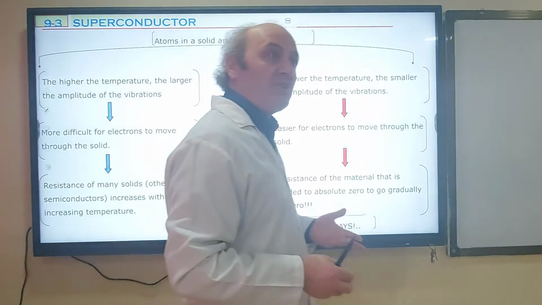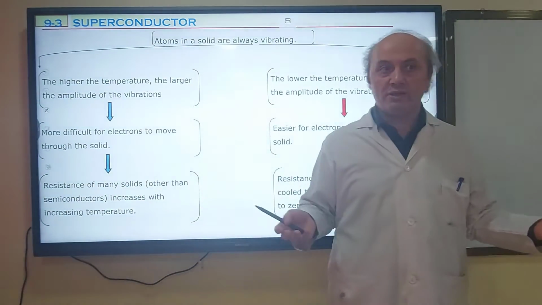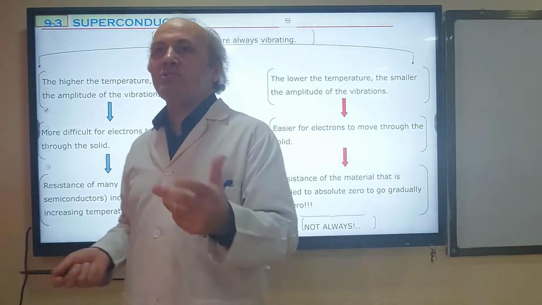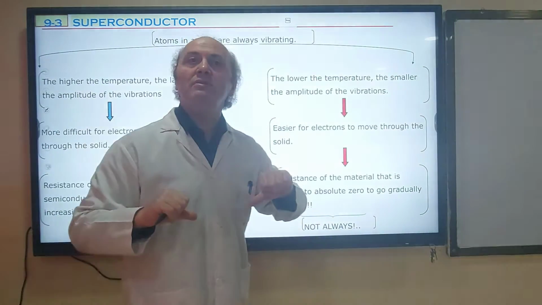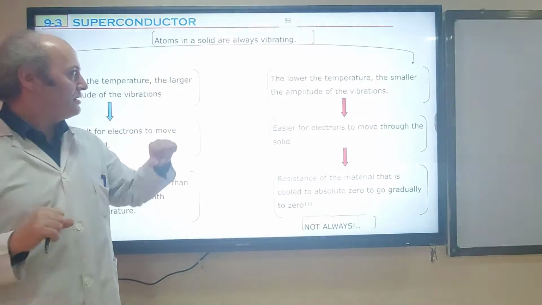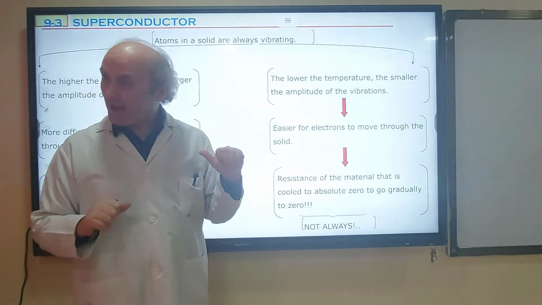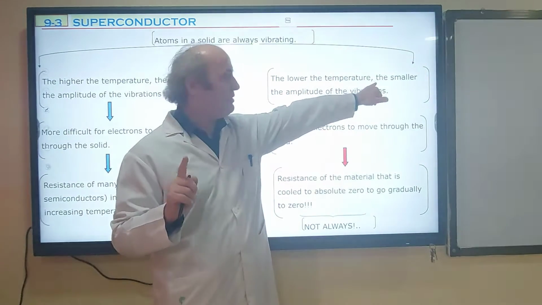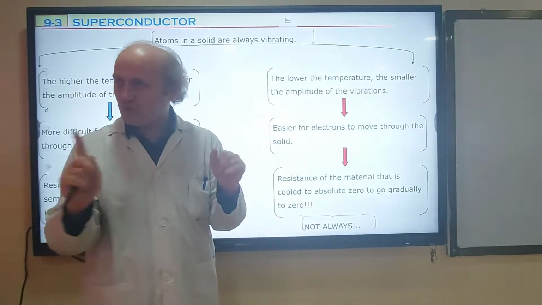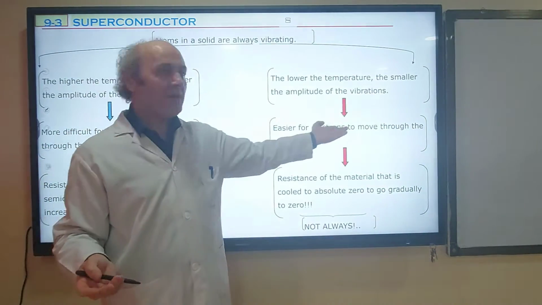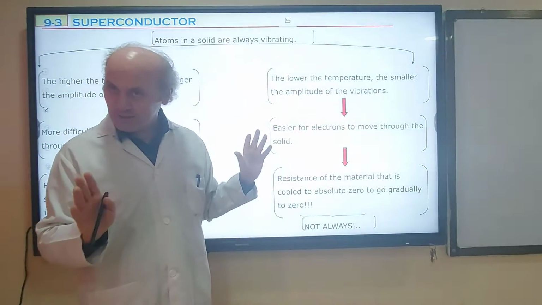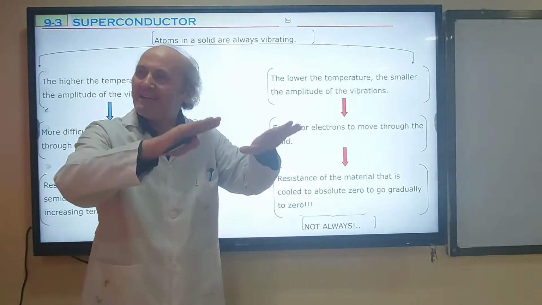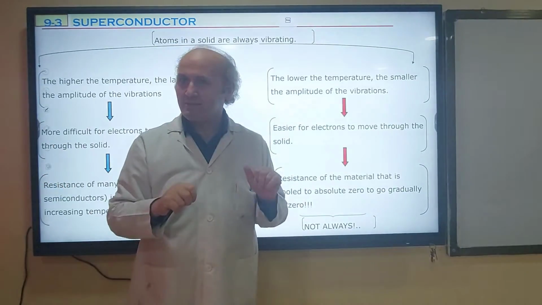Okay, if resistance increases with temperature for a solid, we can do the opposite. We can decrease the resistance of a solid by decreasing temperature. Let's do the opposite. If we cool a solid, if we lower the temperature, we can decrease its resistance as well. The lower the temperature means the smaller the amplitude of the vibration of the atoms, which means easier for electrons to move through the solid. Yani, resistance of the material that is cooled must decrease as temperature decreases.